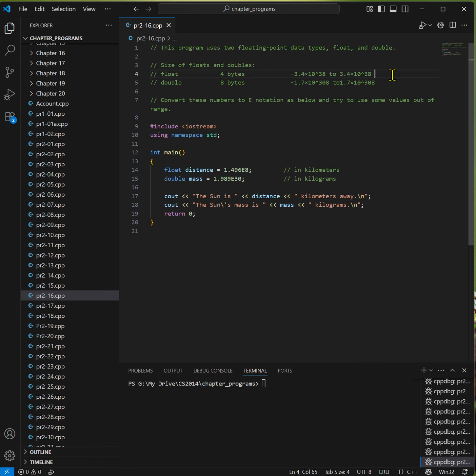Okay, so on here is the answer, 3.4 E38. And if we do the same thing for this one over here, 1.7 E308. Okay, so that's the first thing about that exponential notation over here. Basically it means times 10 to the power and then whatever number follows.